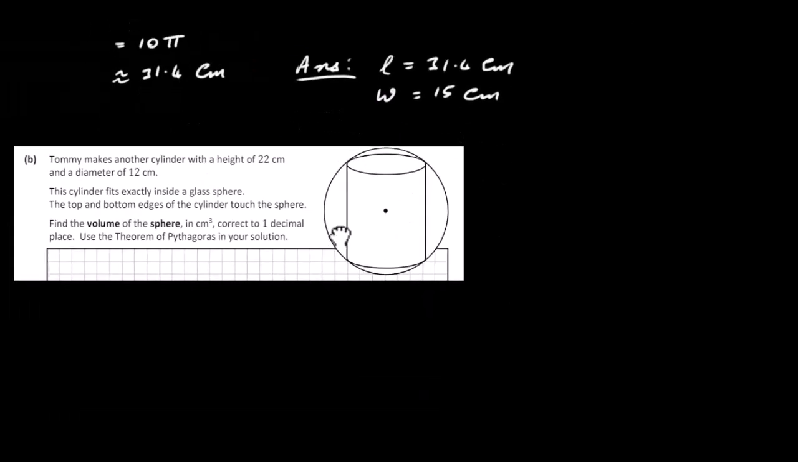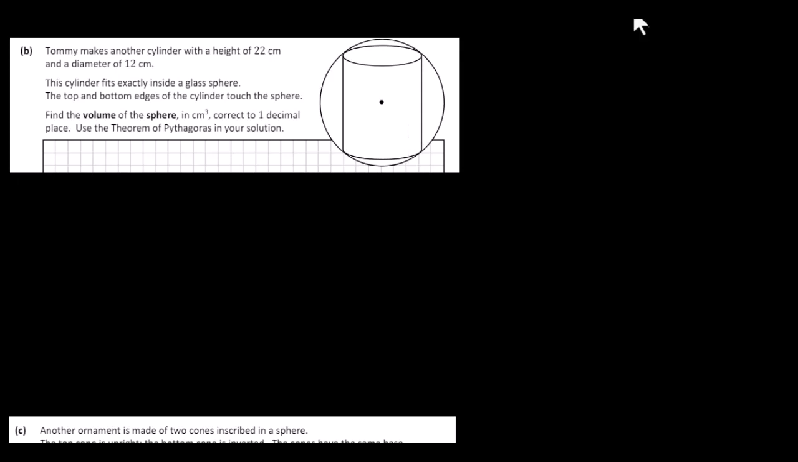Okay, let's have a look at part B. Tommy makes another cylinder with a height of 22 centimeters and a diameter of 12 centimeters. This cylinder fits exactly inside a glass sphere. The top and bottom edges of the cylinder touch the sphere. Find the volume of the sphere in cubic centimeters, correct to one decimal place. And it even tells us here to use Pythagoras' theorem.